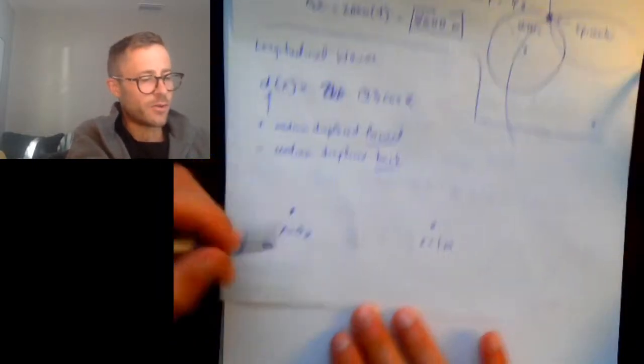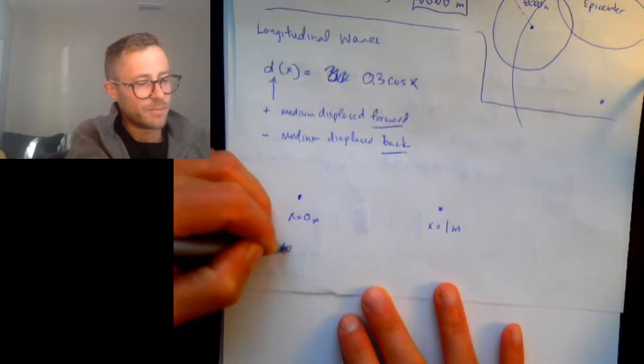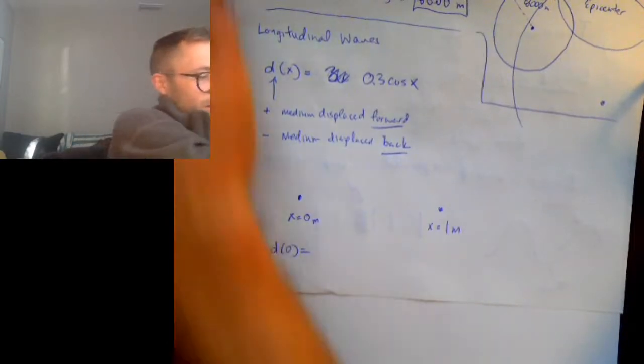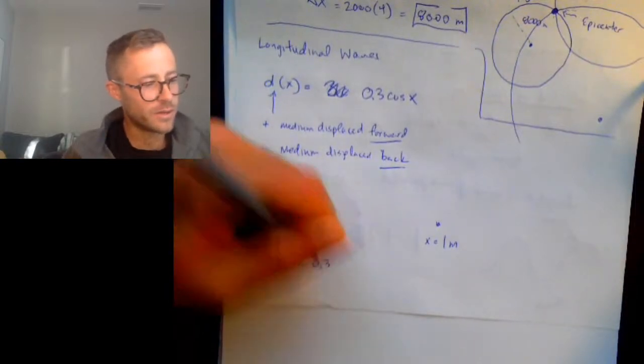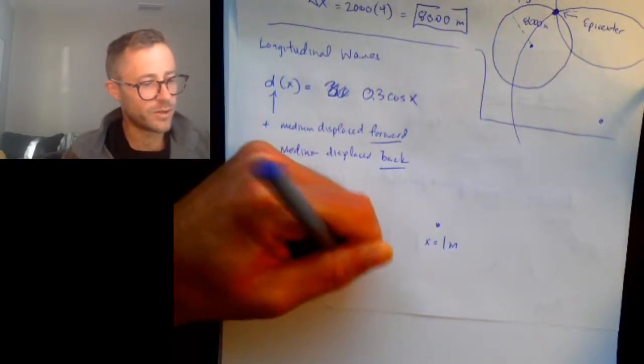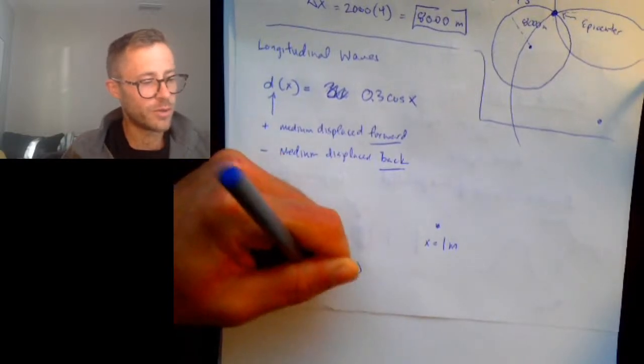So let's evaluate what is d of 0. That is going to be 0.3 cosine of 0, which is 0.3 meters.